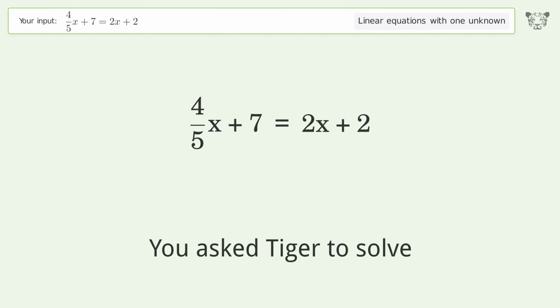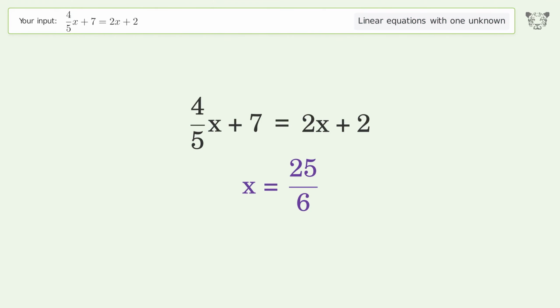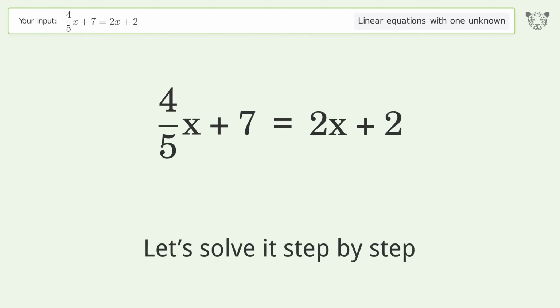You ask Tiger to solve this. It deals with linear equations with one unknown. The final result is x equals 25/6. Let's solve it step by step.